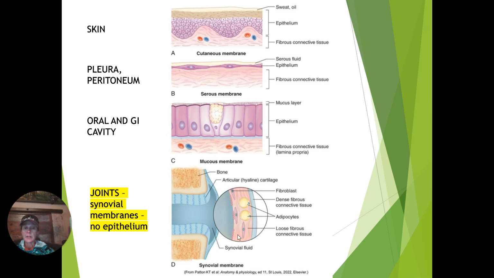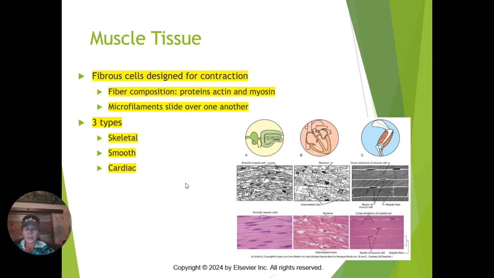Now, synovial membranes, one thing that makes them a little bit different is that they don't have an epithelial layer to them. They just have this connective tissue layer. And it's loose connective tissue, some fat cells, dense connective tissue, and synovial fluid. So there's no epithelial layer in joint tissues.